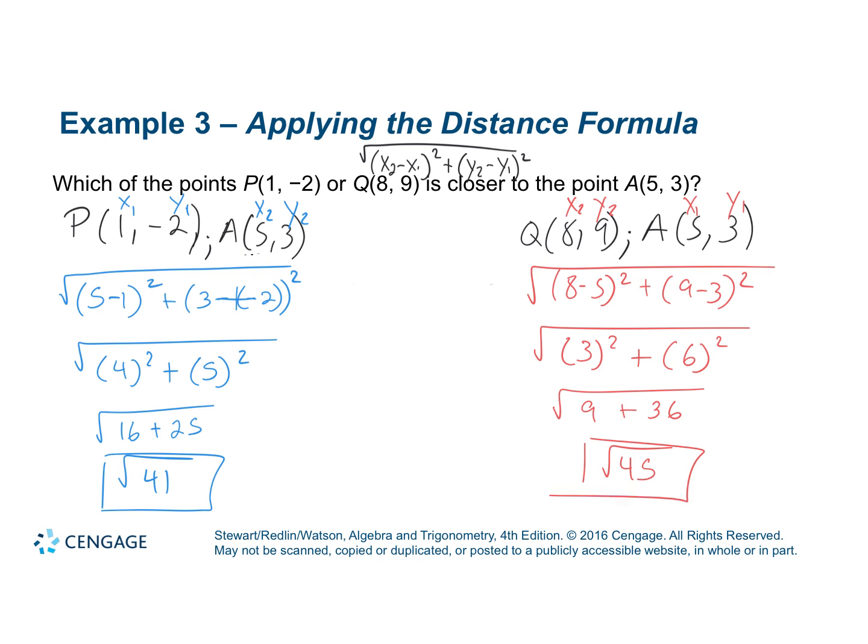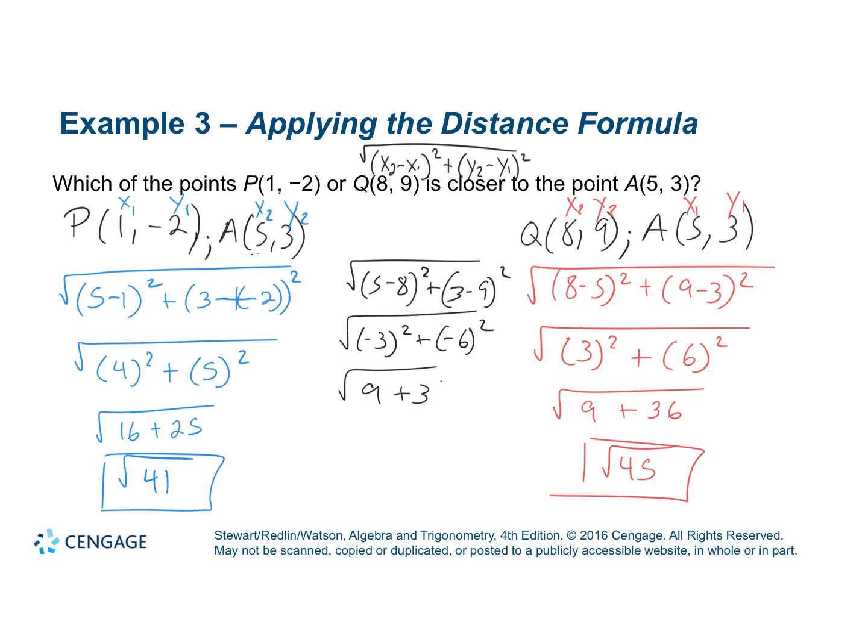Now, just so you guys see, if I flip them, it doesn't matter. I'm going to grab the Q and do it again, flipped. You guys don't have to write it. 5 minus 8 squared plus 3 minus 9 squared. I'm going to get negative 3 squared plus negative 6 squared, which also gives me 9 plus 36, which at the end gives me root 45 again.